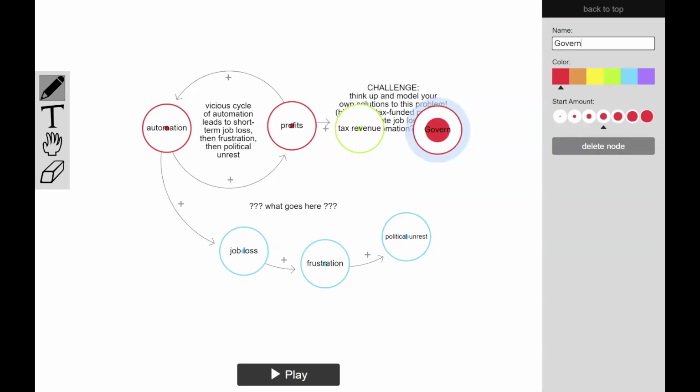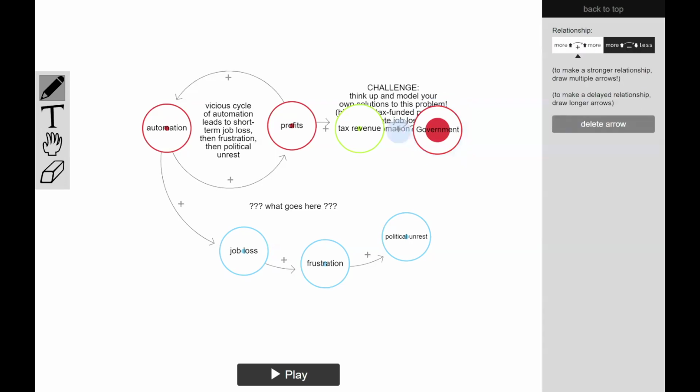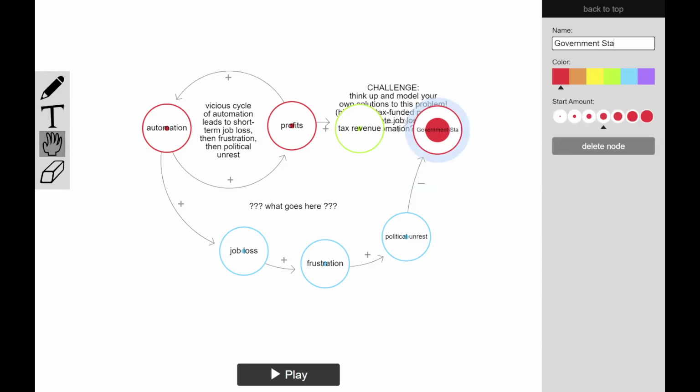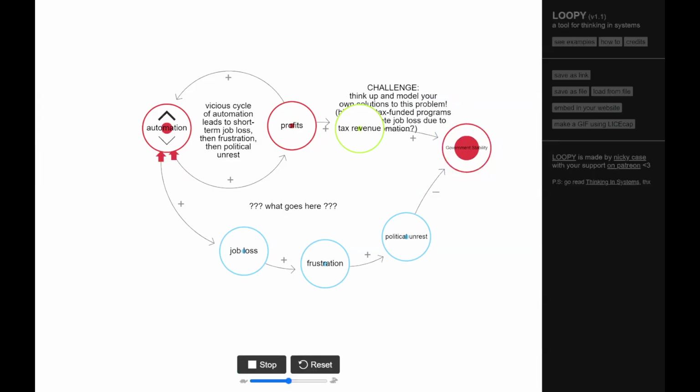Hello, people who just joined. And then I guess the tax revenue goes into the government, you get more money. But then this decreases because people aren't happy. I guess government stability. And then you play it again, and automation increases profit, which increases tax revenue. But then there's more political unrest, and the more political unrest, the less stable the government. I think that's what it's trying to say.